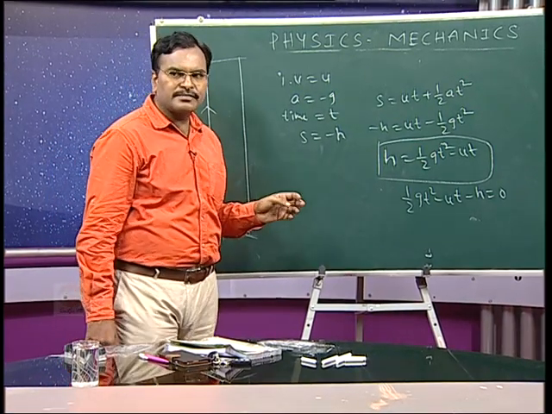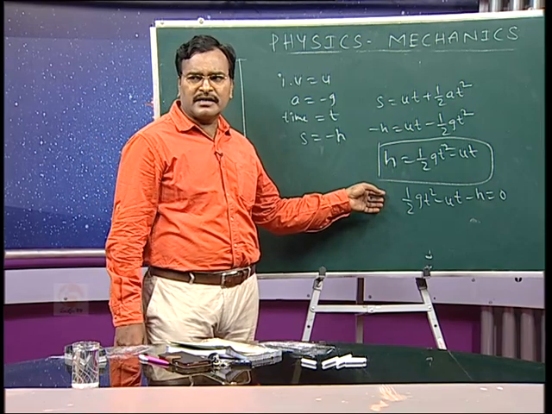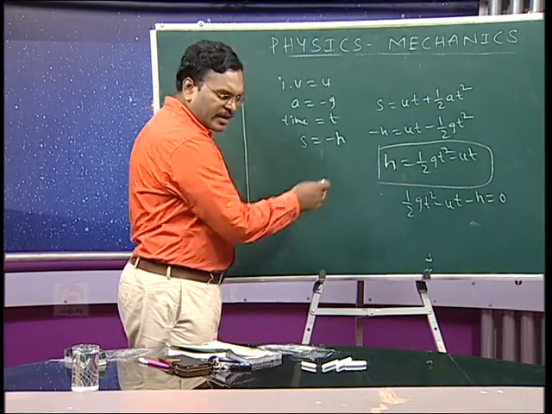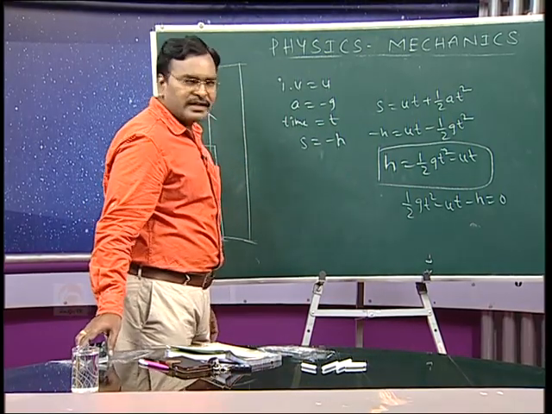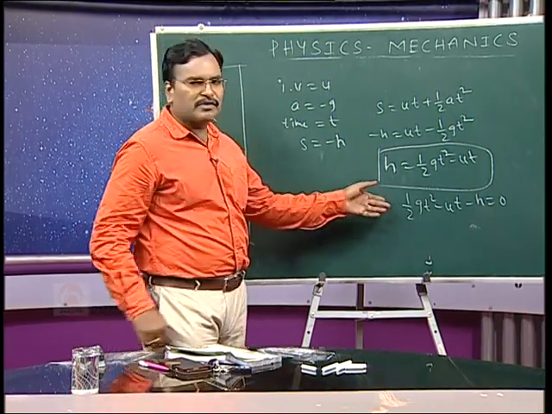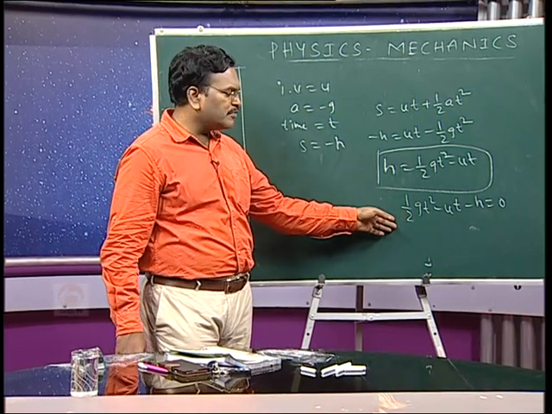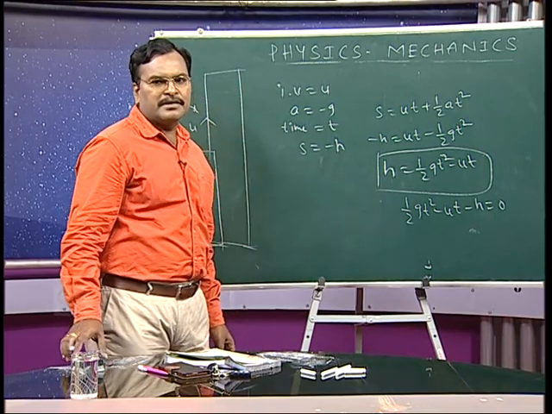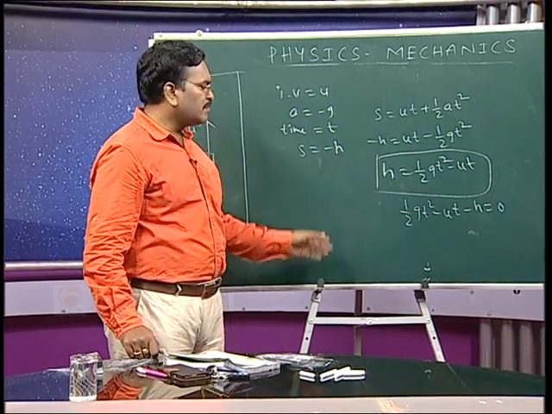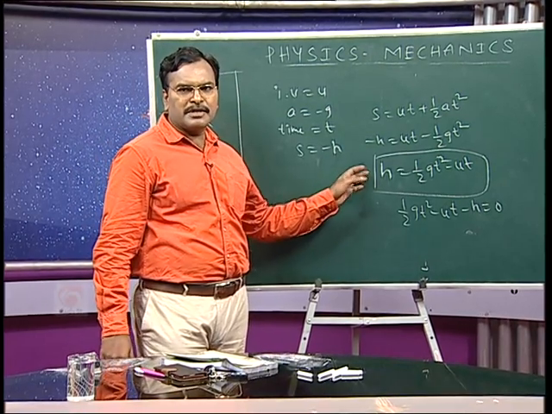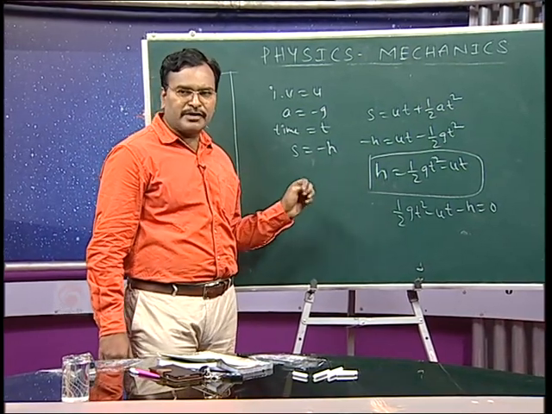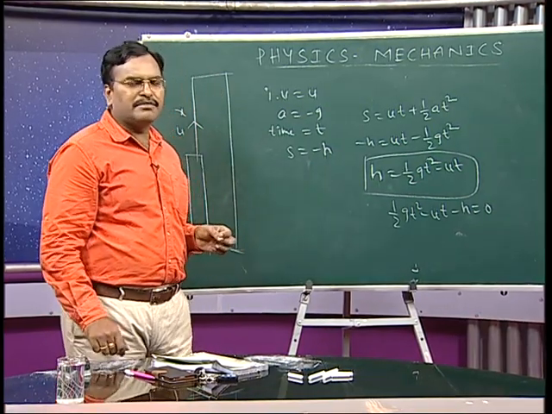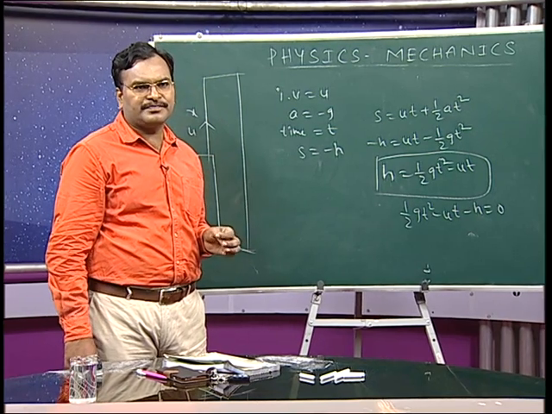Sometimes they directly ask to find the time taken by the body in reaching the ground. How? It is a quadratic equation in t, so it is compared with at square plus bt plus c. A is half g, b is minus u, and the variable is t. So, again we use the formula: t is equal to minus b plus or minus root of b square minus 4ac, by 2a. By using that formula, we calculate the time taken by the body in reaching the ground.